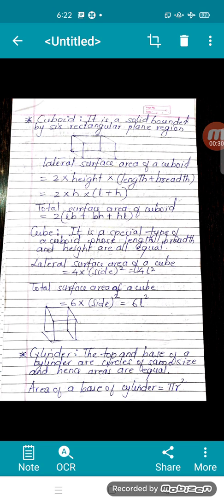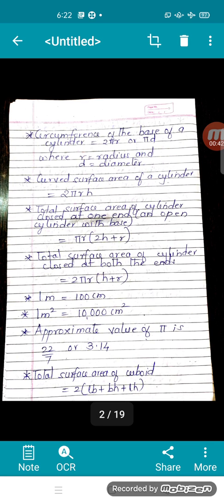Cube. It is a special type of cuboid whose length, breadth and height all are equal. So the lateral surface area of a cube will be 4 into L square and the total surface area of a cube will be 6L square. Then we go to cylinder. A cylinder has two flat circular surfaces, a top and a bottom. The top and bottom of a cylinder are circles of the same size and hence the areas are equal.